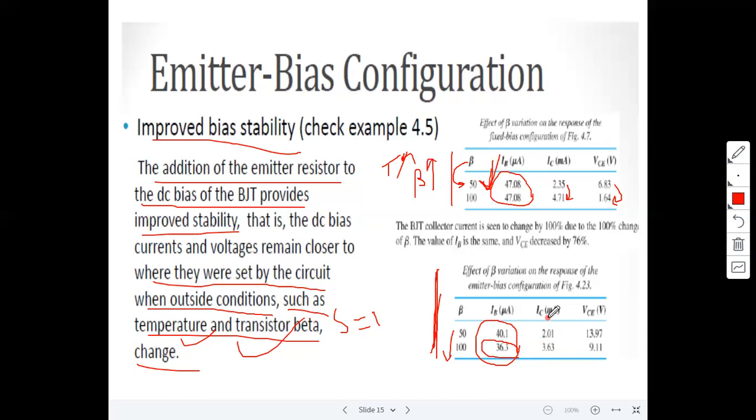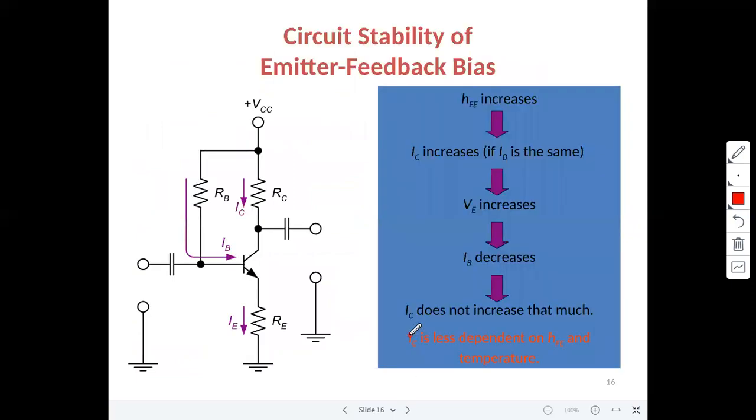Observe here, there is not too much change. Of course there is a change, 2 to 3.63 here. What about VCE? Observe VCE here: 13.97, then 9.11. Of course there is a change, but not that much compared to fixed bias. It is somewhat better, more stable.